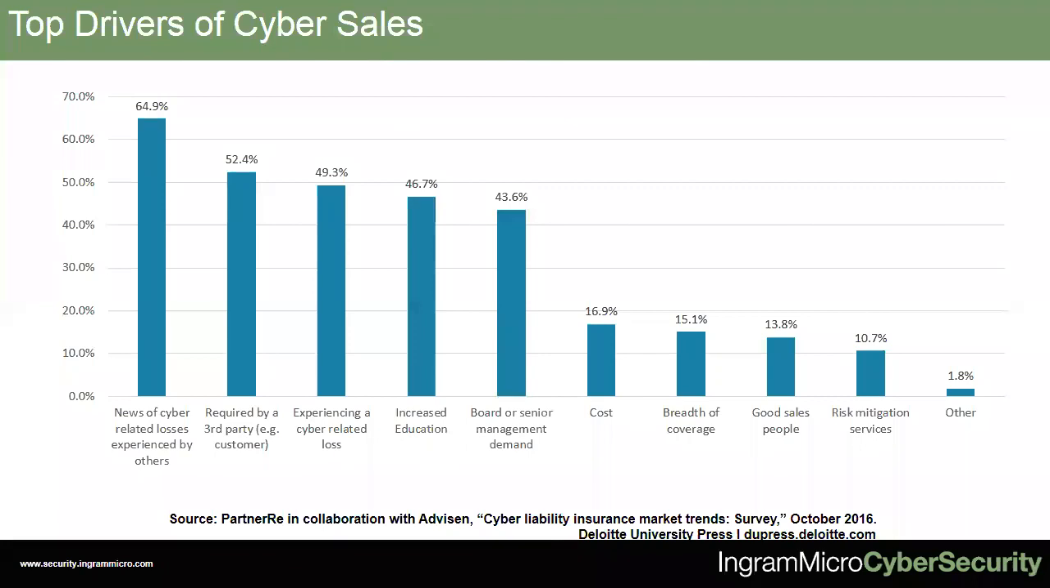Then another parameter is that the board directors and the senior management are also aware that they need to be more secure, so demand is coming from the top management itself to make the organization more secure. So that is also driving cyber sales. And the other parameters are the cost, breadth of coverage, good salespeople, risk mitigation services, and some 1.8% by some other points. Okay.